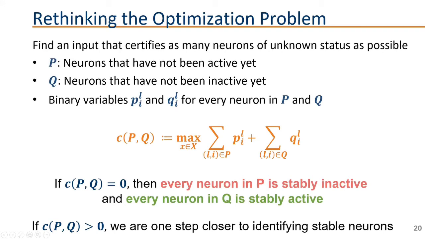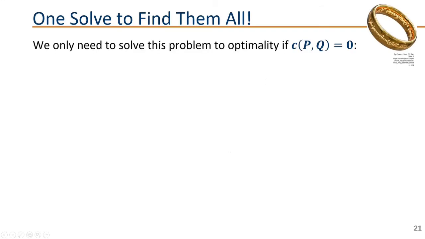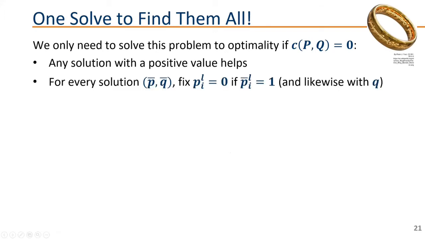And whenever we solve this problem and get a positive value for the objective function, that just means that we are reducing the size of the sets capital P and capital Q and repeating the process one more time. And in fact, we just have to solve this problem once, because the only time we need to solve it to optimality is when we want to prove that certain neurons are stable, which is when we're going to get an objective function value of 0. So if we find any solution of positive value along the way, that tells us what neurons we're no longer interested in, and we can just fix those variables to be 0 from that point on, basically by adding a lazy cut callback in whatever MIP solver of your preference.